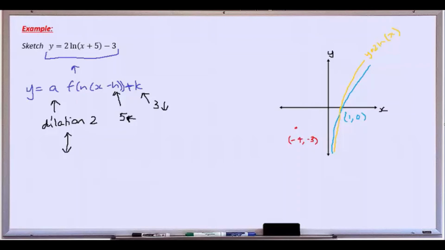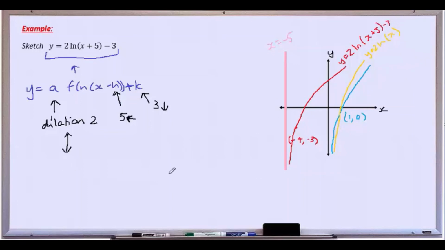And I'll also have an asymptote which moves across 5. So that means my asymptote will look something like this, at, there we go, that's now a straight line. I don't want to delete it. And that's going to be at x equals -5. So my final line will go through that point, will look something like that, and approach the asymptote. And then I need to work out my intercepts. I'm going to call this y equals 2 log x plus 5 minus 3.